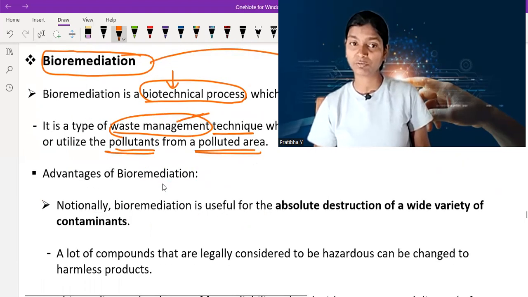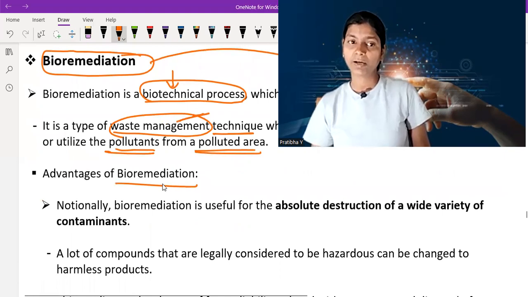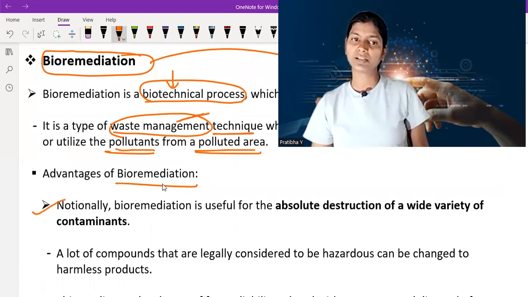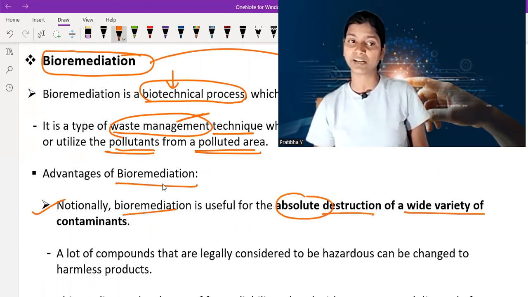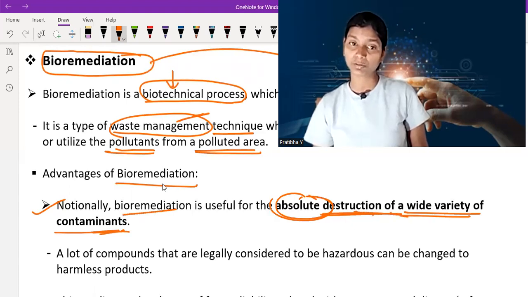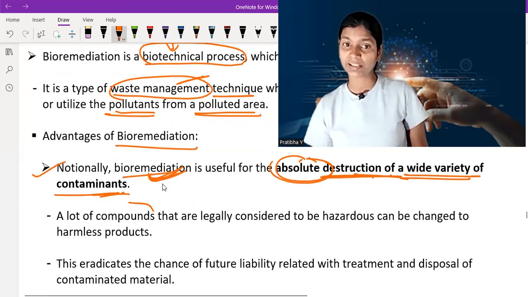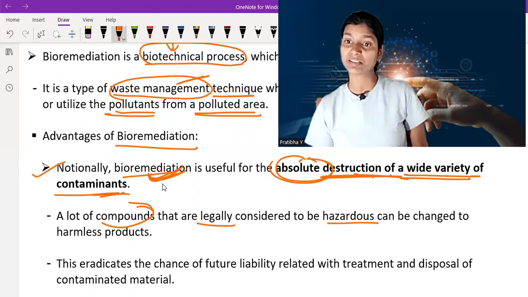What are the advantages of bioremediation? Bioremediation is useful for absolute destruction of a wide variety of contaminants. A lot of compounds that are legally considered to be hazardous can be changed to harmless products. Through bioremediation, things which are considered very hazardous are converted into harmless products.